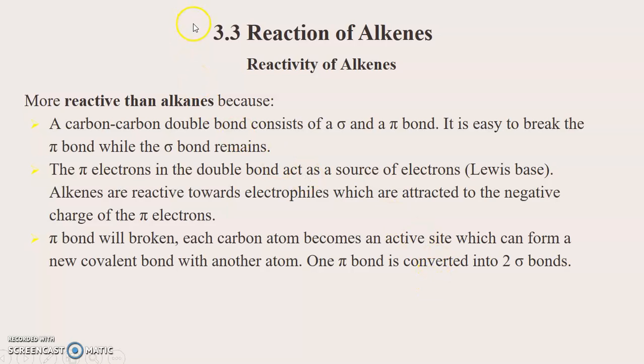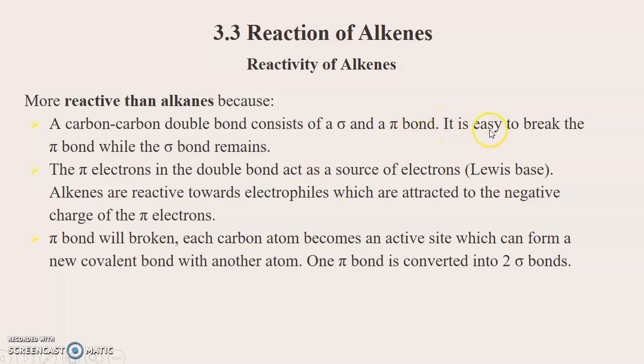Okay, so about reactivity of alkenes. What does it mean by reactivity of alkenes? Reactivity means how reactive is that compound. Alkene is more reactive than alkanes, because alkenes have a carbon-carbon double bond. The carbon-carbon double bond is actually a sigma bond and a pi bond. One is sigma, one is pi bond.